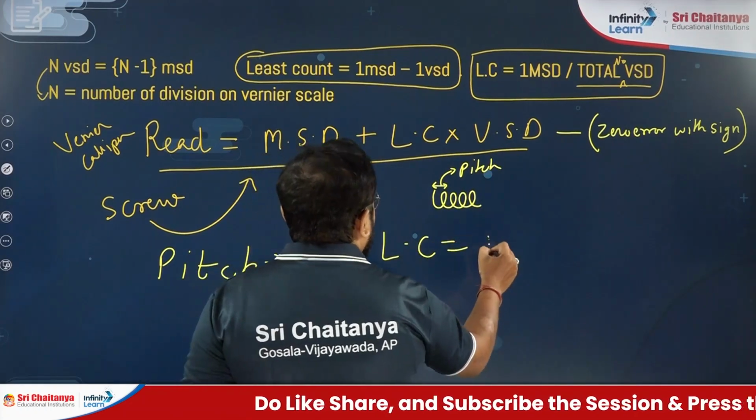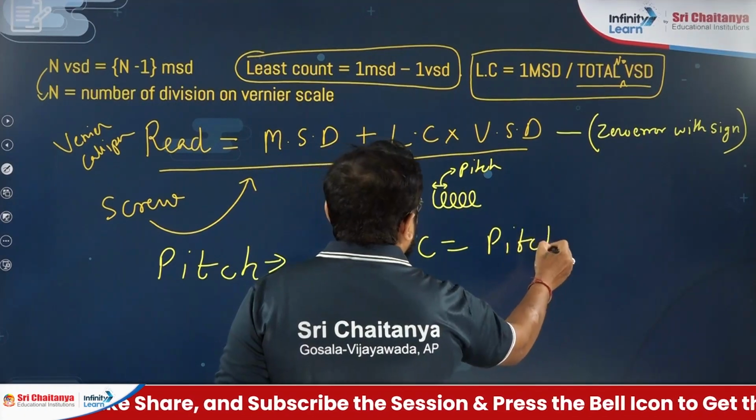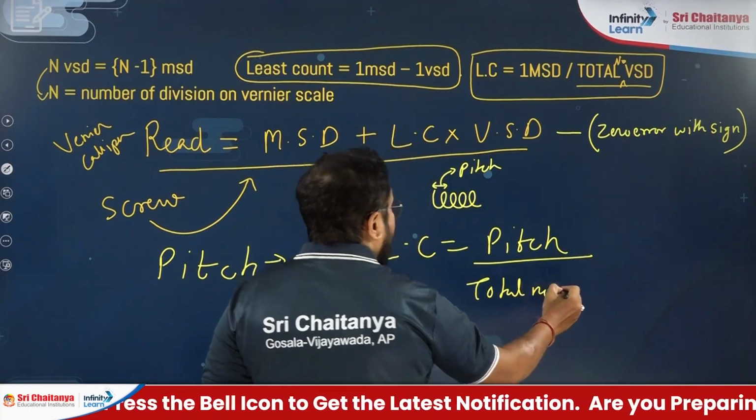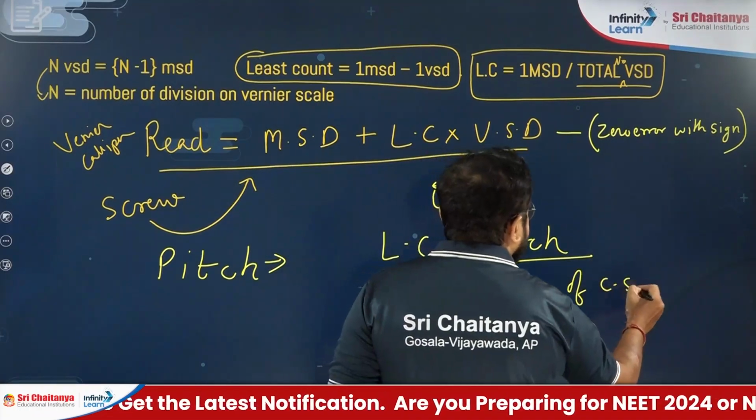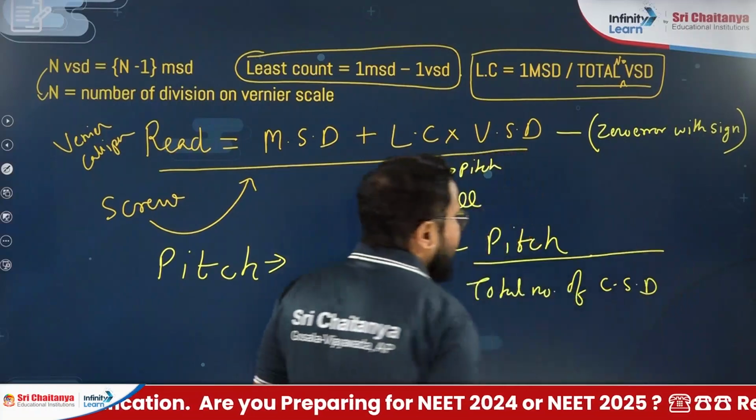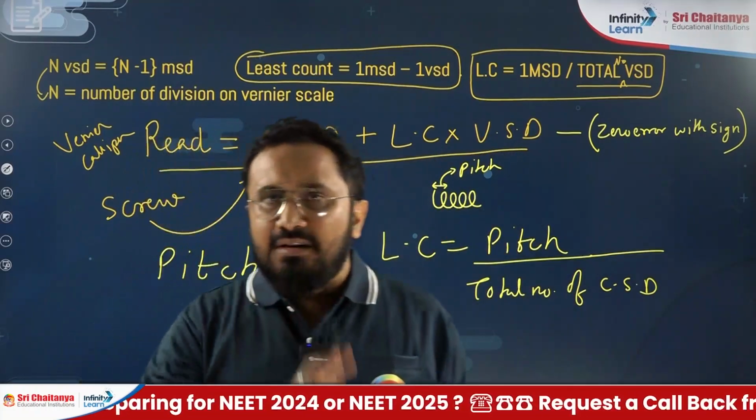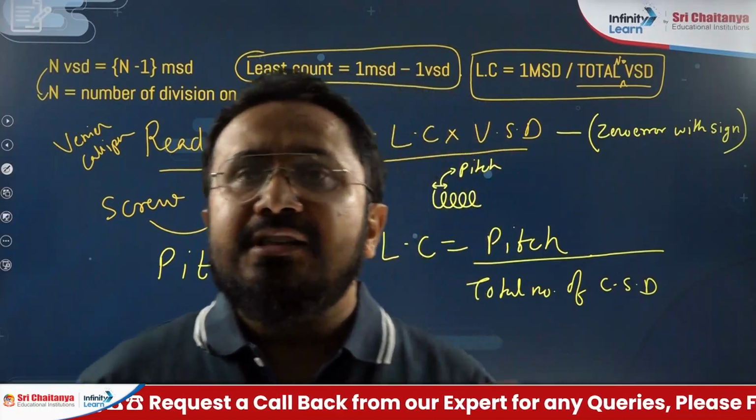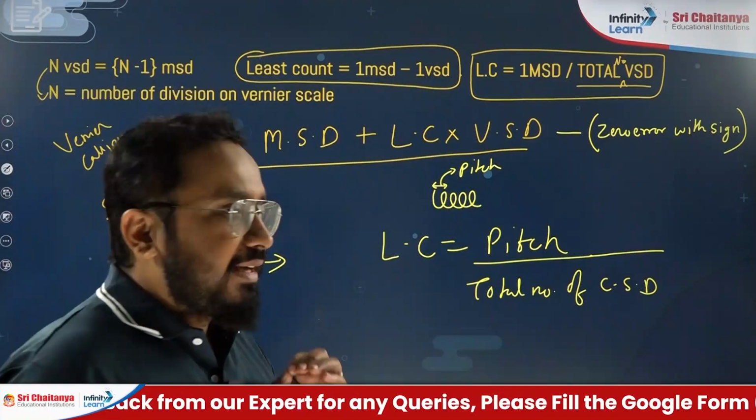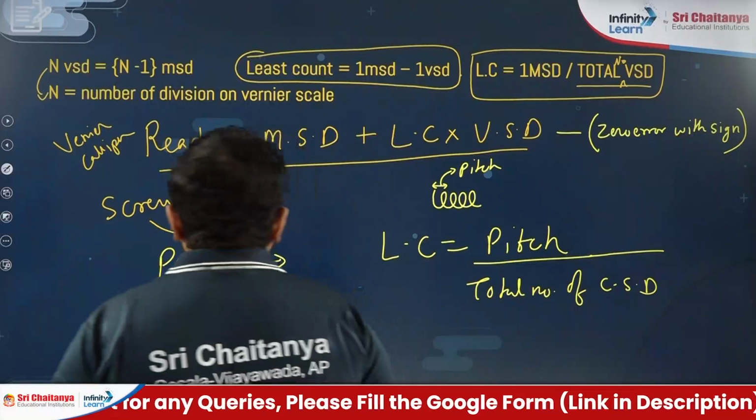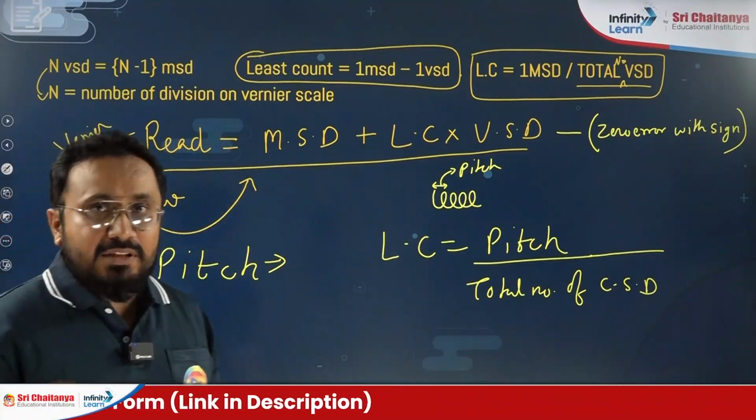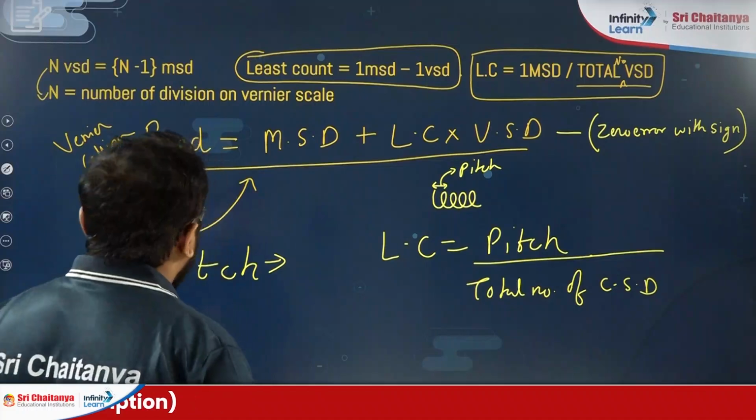And least count can be written as pitch upon total number of CSD. What is CSD? Circular scale division. What is least count? Least count is pitch upon CSD, that is circular scale division. Is this clear? This formula will work for the vernier caliper also. This formula will work for the screw gauge also.